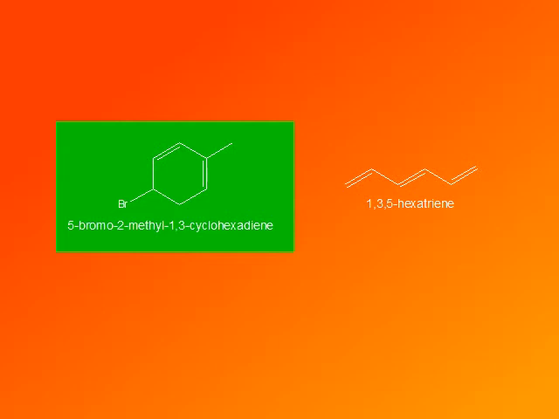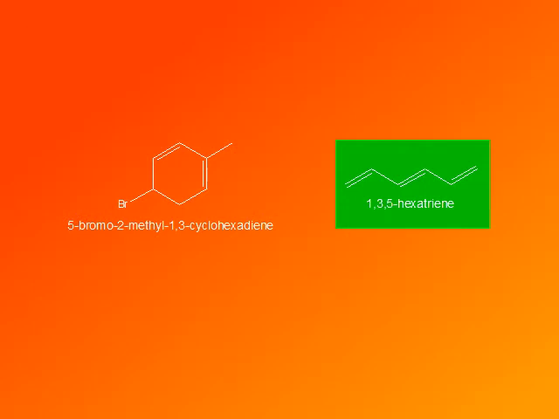So a 6-membered ring, this is cyclohexadiene. Double bonds are in positions 1 and 3. So 1,3-cyclohexadiene. In position 2 we have a methyl group, so 2-methyl-1,3-cyclohexadiene, and finally in position 5 we have bromine. So 5-bromo-2-methyl-1,3-cyclohexadiene.